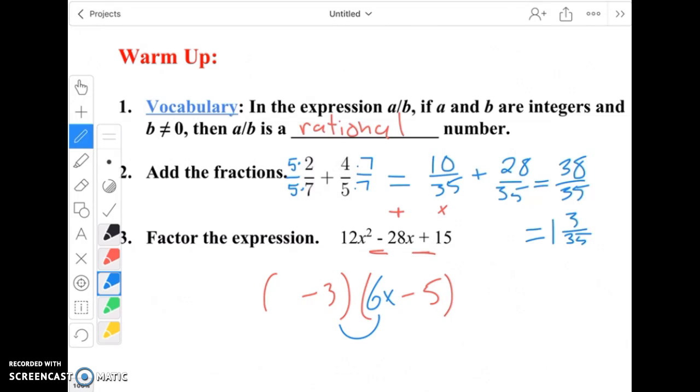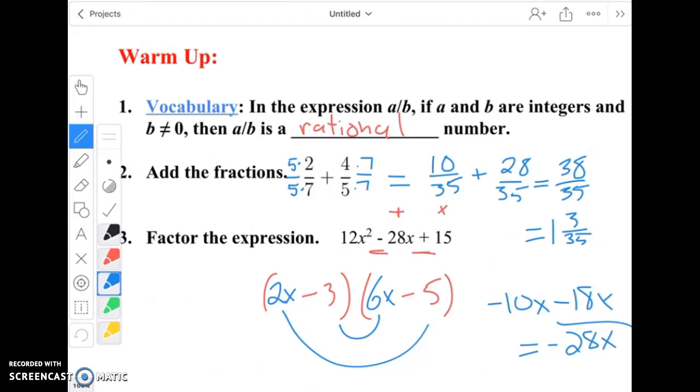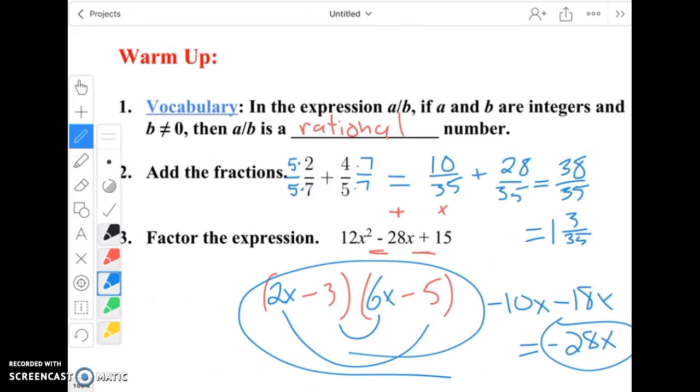Now, if I chose 6x for that factor, then over here that has to be a 2x, and that gives me a negative 10x. So those two things added together for my outside and inside, if I was going to FOIL this back together, I would get that negative 10x minus 18x, which gives me that negative 28x that we're interested in. So those would be our factored terms.